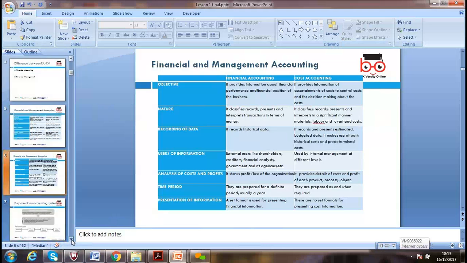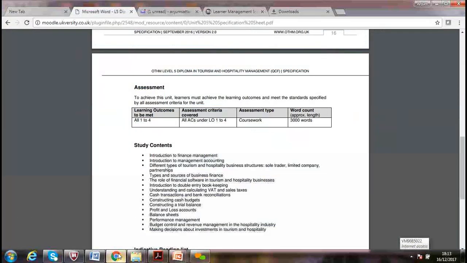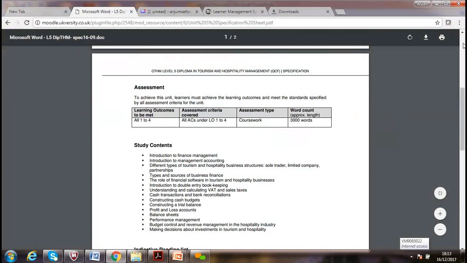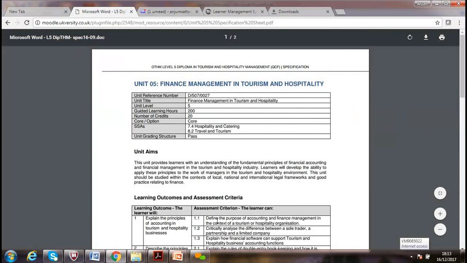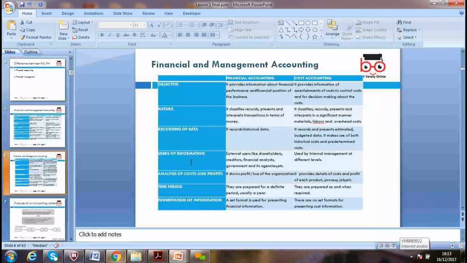Now, when we are doing 1.1, we define accounting and financial management. What is the difference between them, to address this learning outcome?